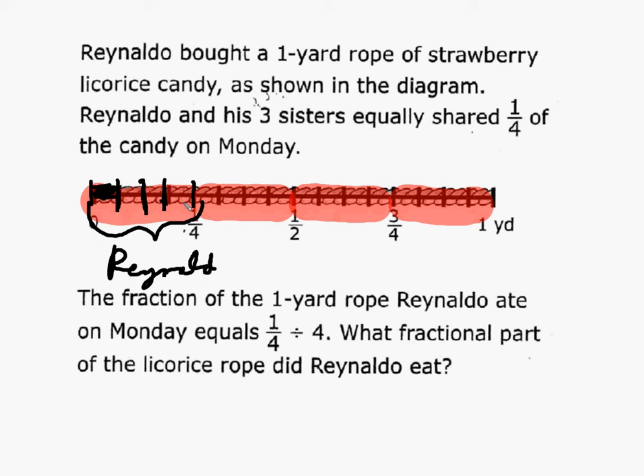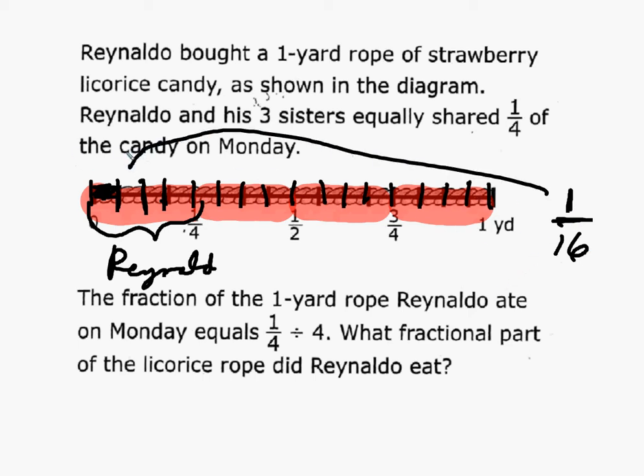Now what we want to know is what the fraction is of the whole thing that he had on Monday. So I'm going to cut up the rest of this rope into pieces that are the same size as the pieces I have here, because when you have a fraction, all the pieces need to be the same size. If I count the number of pieces, I have 1, 2, 3, 4, 5, 6, 7, 8, 9, 10, 11, 12, 13, 14, 15, 16. So this is cut up into 16ths, and one of those pieces is shaded. So this right here is 1/16 of the whole thing.